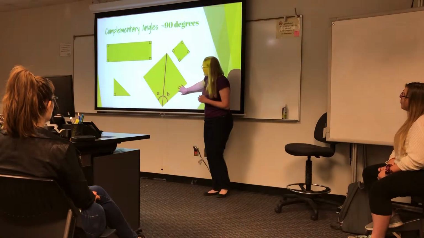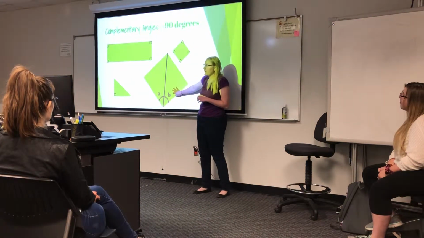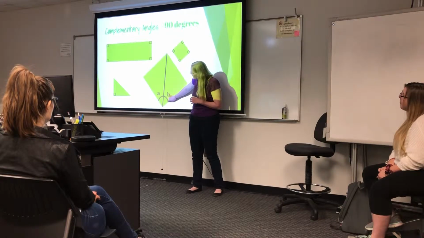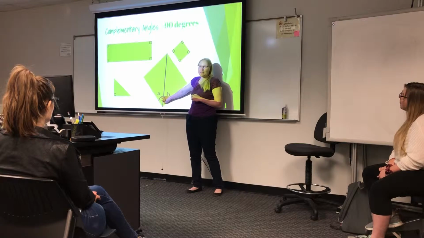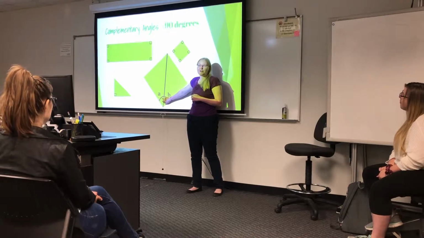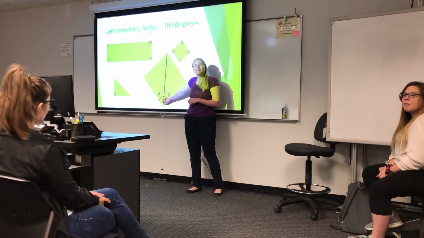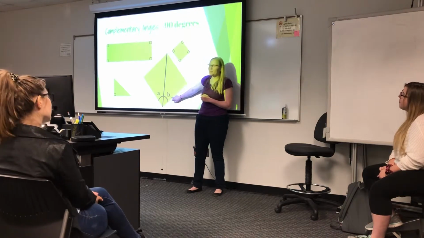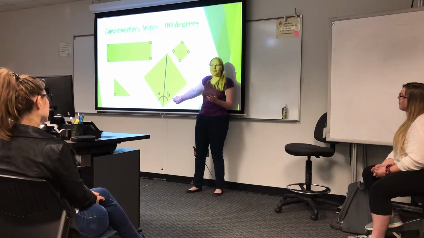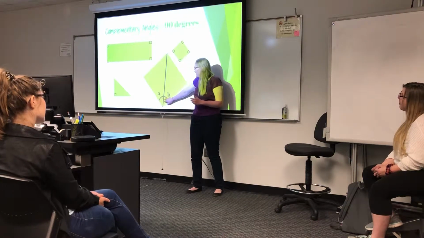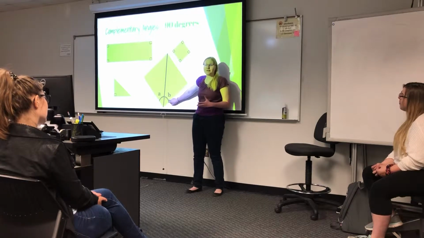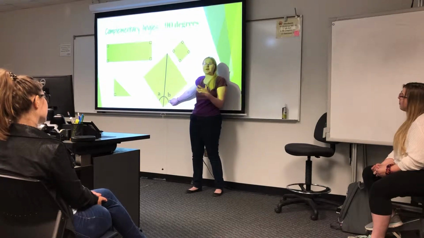So if I make this square bigger, and I cut one of these corners in half, what do you think angle A is? 45. How'd you get that? Half of 90. And how about angle B? 45. So angle A and angle B are complementary because when you add them together, you get the total of 90 degrees.